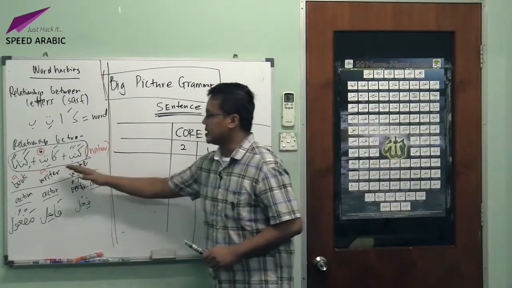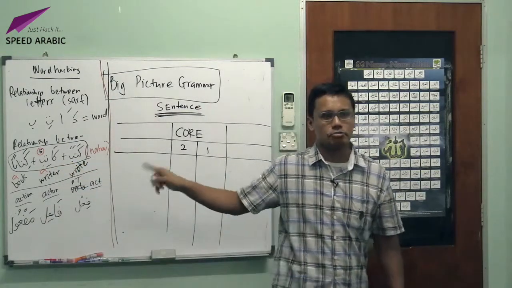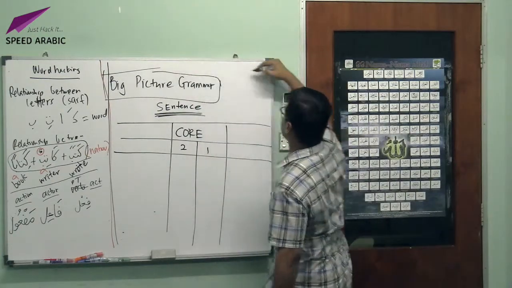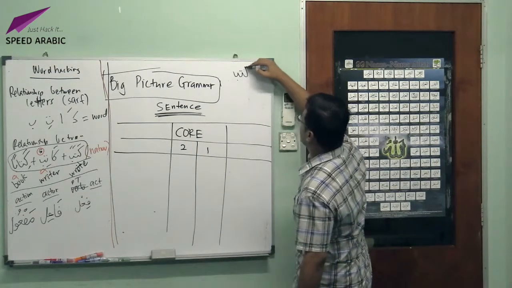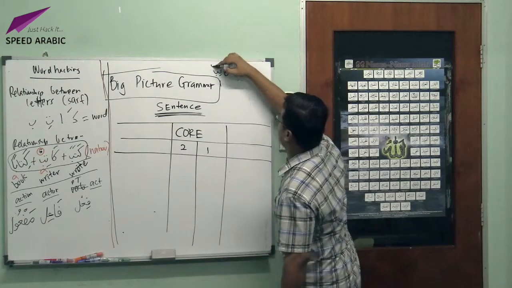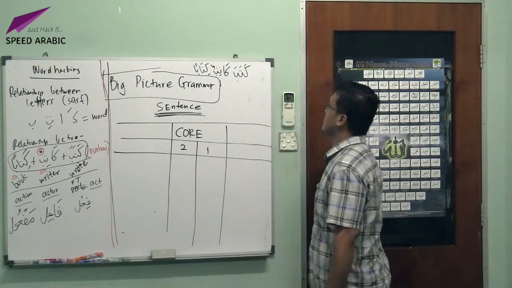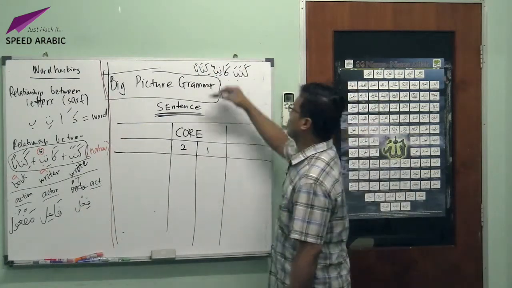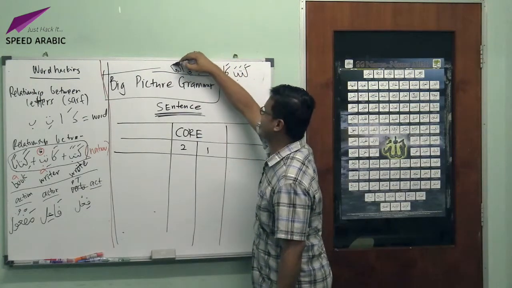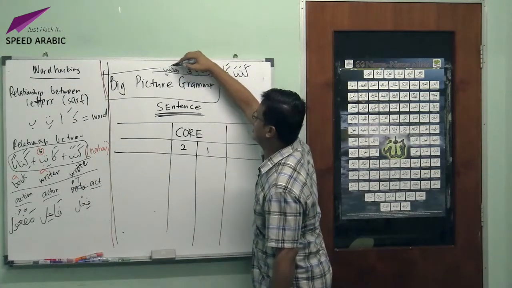Okay, this sentence: a writer wrote a book. A writer wrote a book. So I will just write down here: kataba, katibun, kitaban. Okay, where did he write the book? Give an example. Fil maktabi, or we can leave out the alif lam. So fi maktabin.